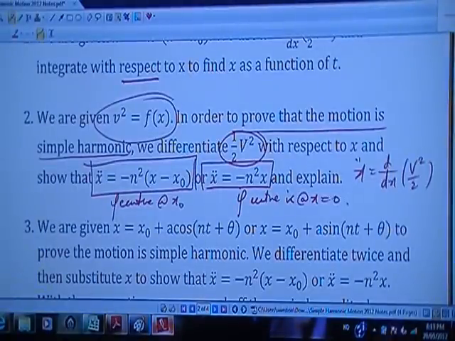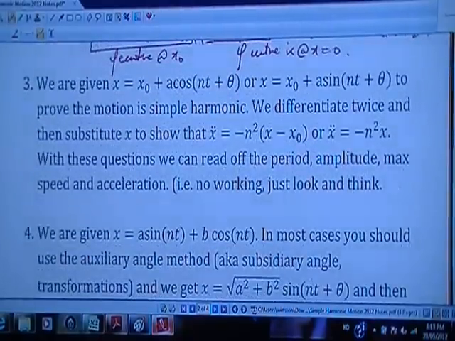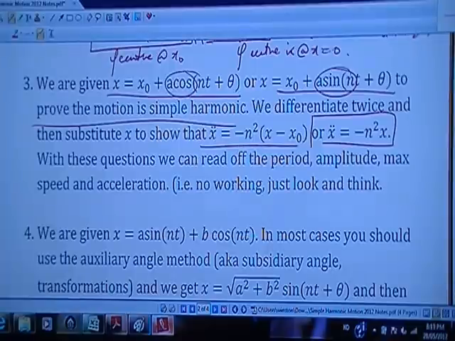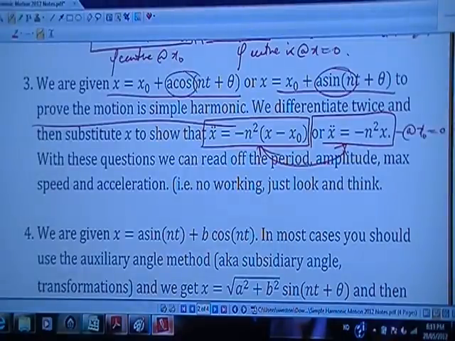The third type of question that you might be given is the x formula, either in cos or sine, and you have to prove that the motion is simple harmonic. Remember, the definition is this acceleration formula. So it's either that or that, depending on where your center of motion is. Remember that's x naught equals 0 if your center of motion is at 0. Otherwise, if your center of motion is at some point, say 1, then x naught turns into 1.